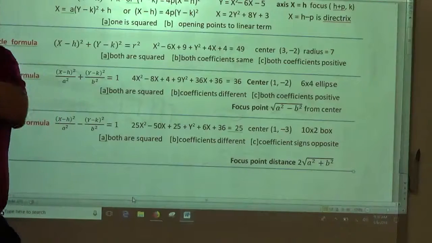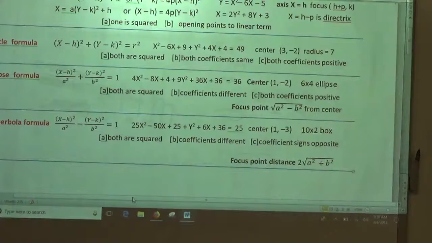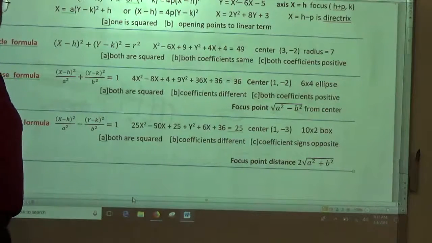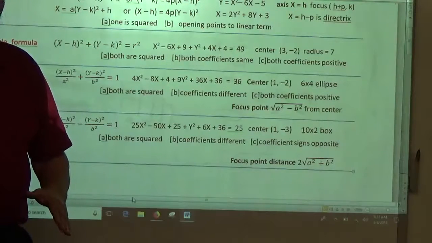So if you were looking at an equation out there in general, how do you know that it's a parabola? It has an x squared and a y, or it has a y squared and an x. Both of them are not squared. That's how you tell the parabola. So how do you tell you have a parabola? When both of them are not squared.